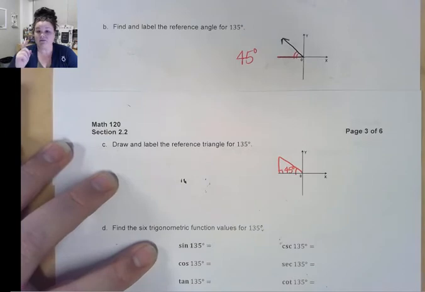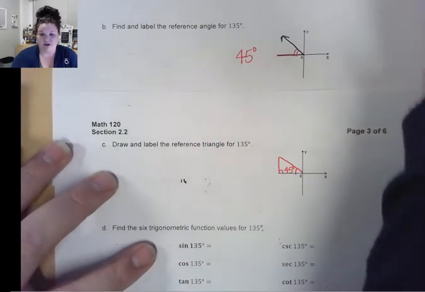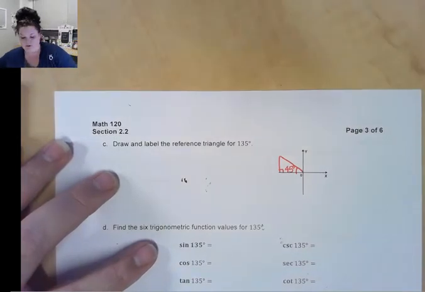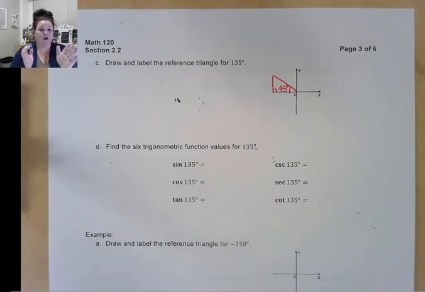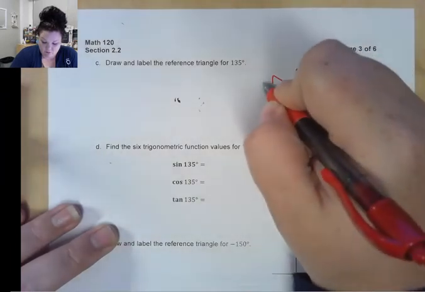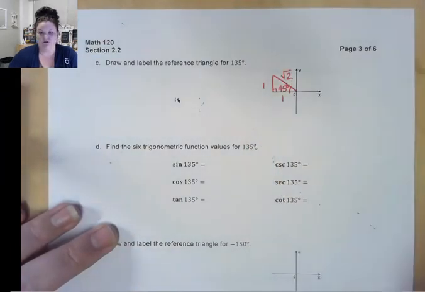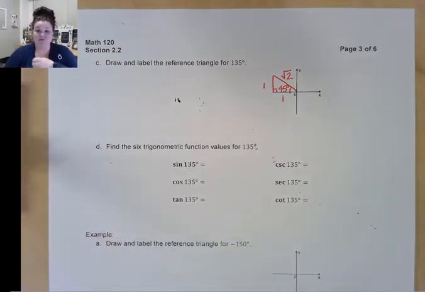Now my 45, remember I told you we have to be able to know how to draw that reference triangle, right? So 45 degrees, remember the two legs were 1 and 1, and the hypotenuse was the square root of 2. So I'm going to go ahead and label 1, 1, square root of 2. So this is from what we did in section 2.1, knowing how to label the reference triangle.